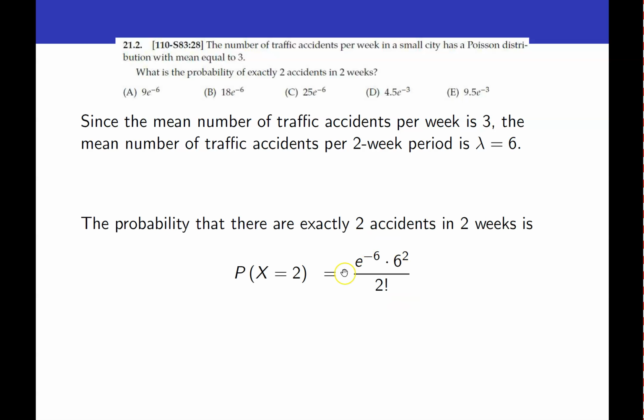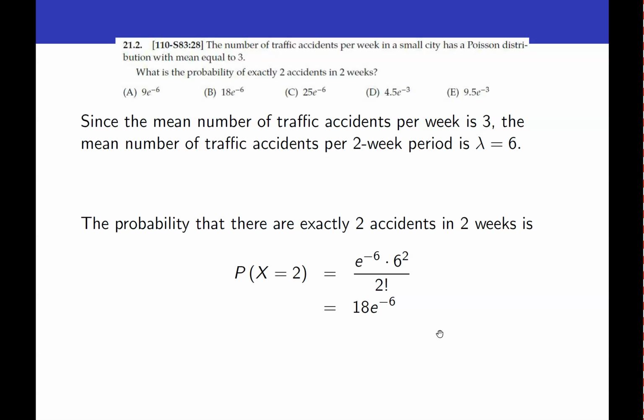So we use our PMF for the Poisson distribution. Our lambda is 6 and our x is 2. So the probability that x is equal to 2 is e to the negative 6 times 6 squared over 2 factorial, which will give us 18 e to the negative 6, which in this case is answer B, since we have those multiple choice answers for us.